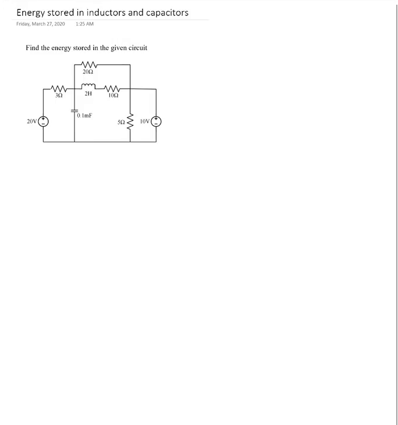In this example, we're going to find the energy stored in the circuit. Basically, we know that a resistor converts electrical energy into heat or light energy, while a capacitor and an inductor store energy. So we are trying to find the energy stored in this inductor and the energy stored in this capacitor. What is the formula for energy stored?